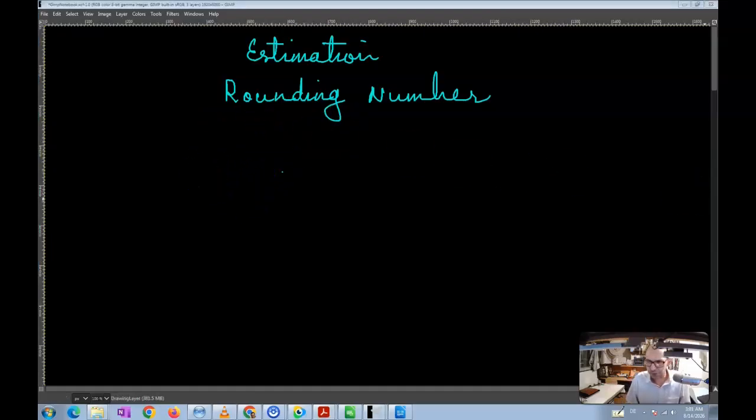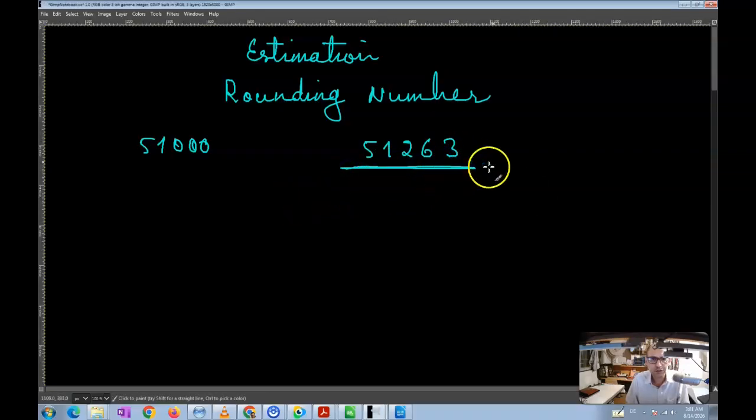Now the number of spectators that we had in this case was written as 51,000. Okay, now let's make the assumption that the actual number of spectators was, for example, 51,263. Let's say that this is the actual number of spectators in the stadium, and then this number was rounded to 51,000 for the sake of simplicity.